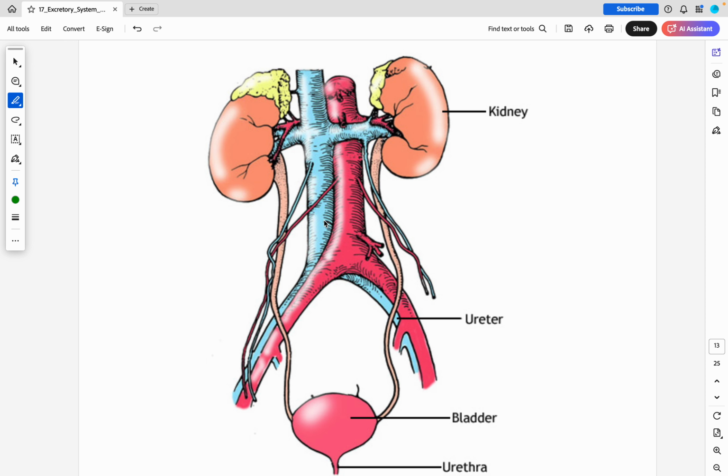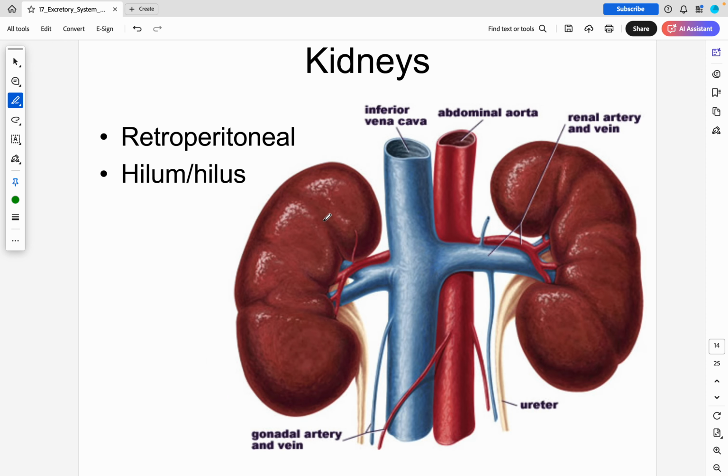So let's take a closer look at the anatomy of the kidneys. The kidneys are a pair of structures found at the back of the abdomen, behind or outside the peritoneum. That's why there is a specific adjective to describe their anatomical location: the kidneys are described as retroperitoneal because they're found at the back of the abdomen, behind the peritoneum.